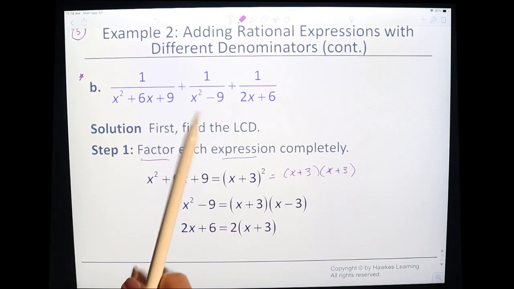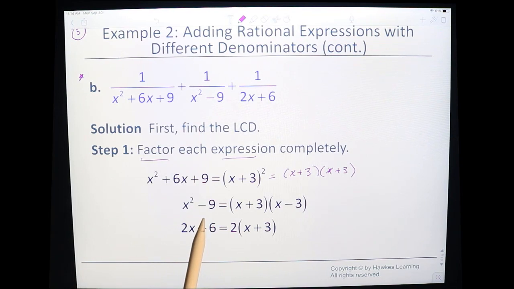And then here's the second denominator, x squared minus 9. That's the difference of two squares, so here it is in factored form. The third denominator has a common 2, so we're going to pull out that common 2, and you see the factored forms.